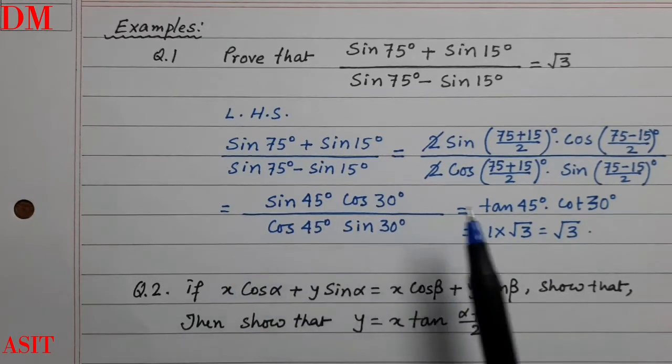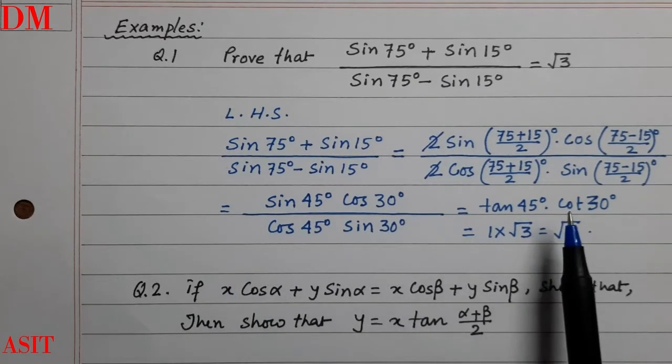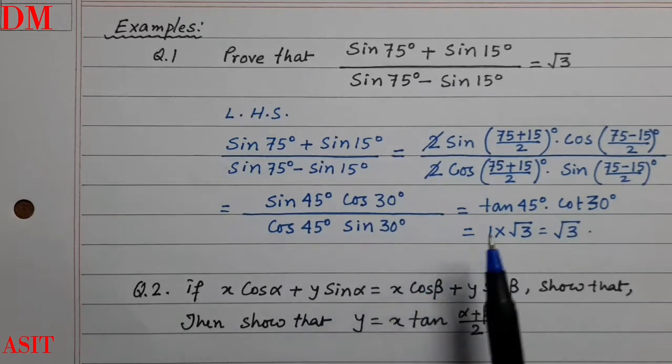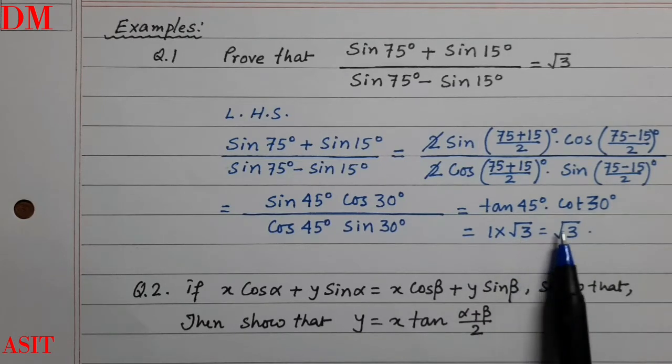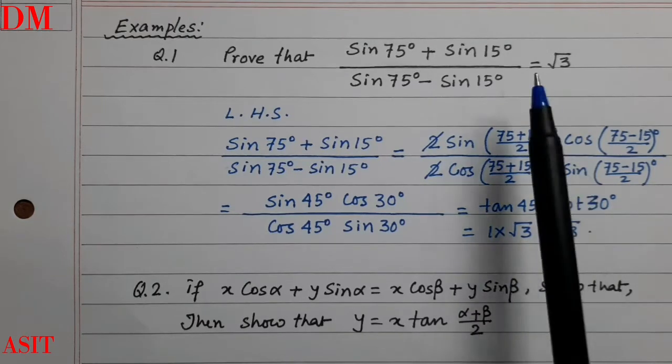Now this is equal to tan 45 into cot 30 degree. We know tan 45 degree equals 1 and cot 30 degree equals root 3. So hence the result is root 3. This is the RHS.